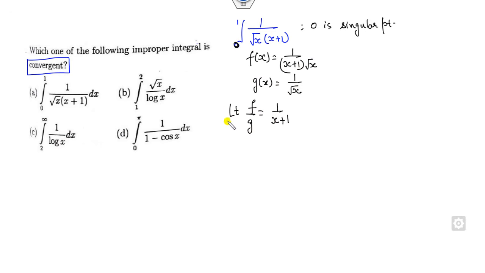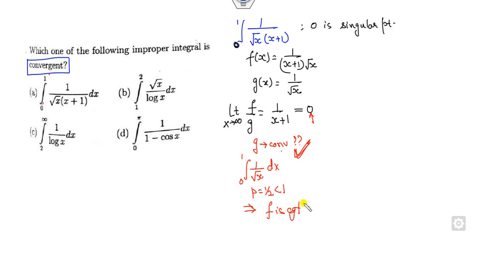What is the limit as x approaches infinity? It goes to 0. Now once it's 0, we need g to be convergent. Is this so? We can see the limit is from 0 to 1. G is such that P is half, which is less than 1. So g is convergent, yes. Therefore f is convergent. So I can say this is convergent, the correct option.